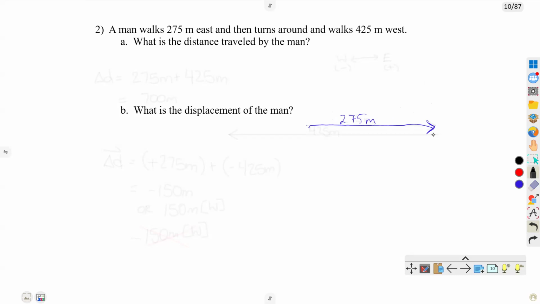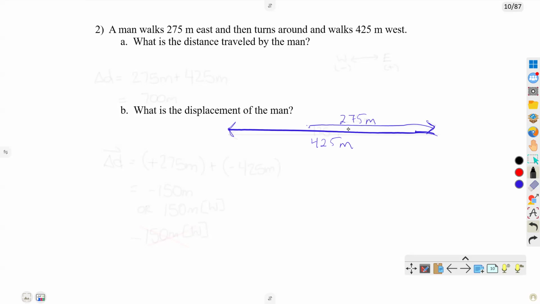Now, the man then turns around and he's going to travel. See, this is where the straight edge isn't helping me out too much. But we're going to go this way, and we're going to be traveling 425 meters west. So that would be our vector arrow diagram.